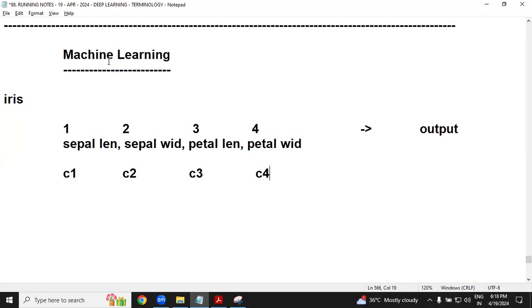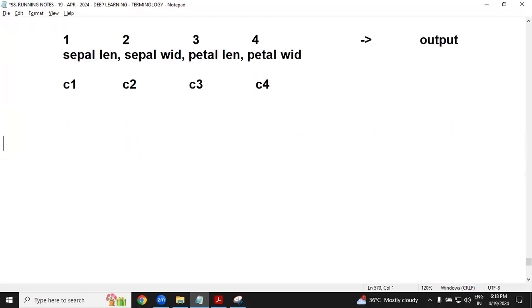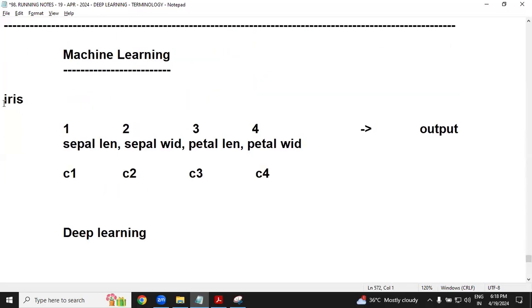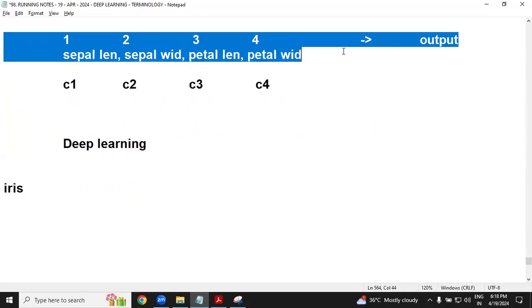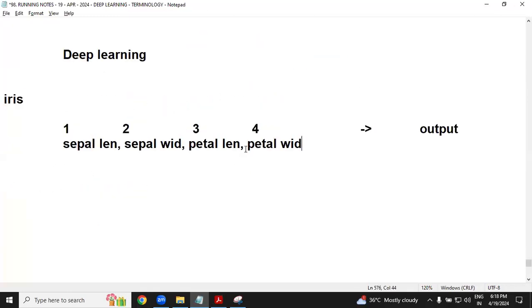Same thing like that. Remember one thing: this is about machine learning, right? Let me try to explain deep learning. Let me take the same topic, Iris. And these are all the same things.